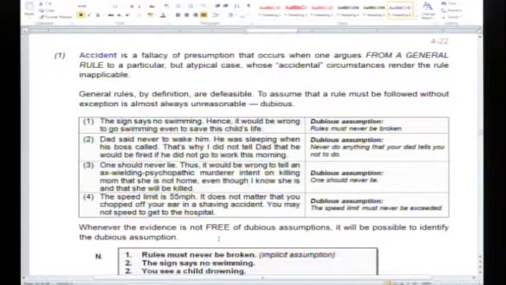And notice that as we go through some of these examples, you'll always be able to identify what the dubious assumption is. So you can phrase it in different ways. The sign says no swimming, hence it would be wrong to go swimming even to save this child's life. That is, applying a general rule to this atypical case where the rule doesn't apply is unreasonable. It's a dubious assumption. Dad said never to wake him. He was sleeping when his boss called. That's why I did not tell Dad that he would be fired if he did not go into work this morning. Dad said don't do it, so I didn't do it. Well, that's unreasonable, right?